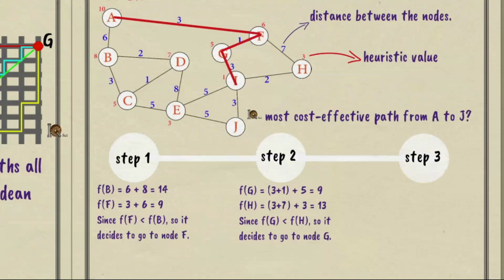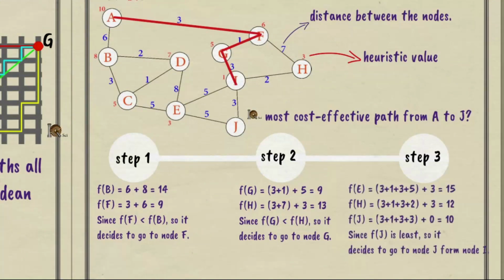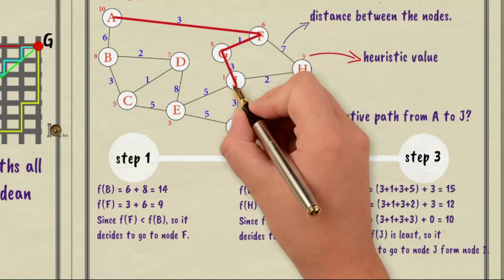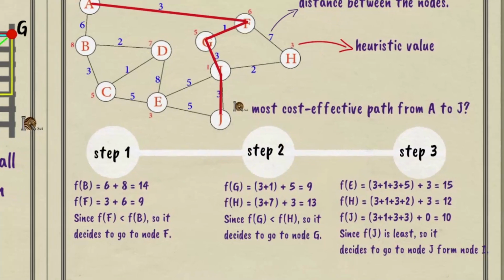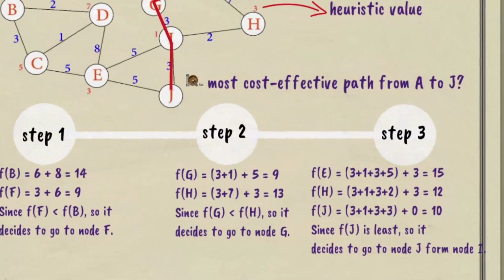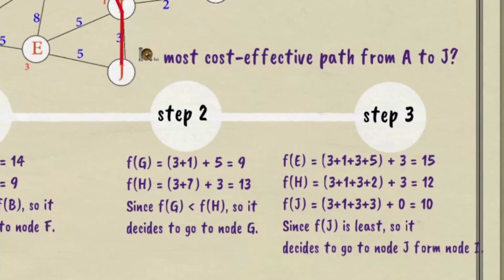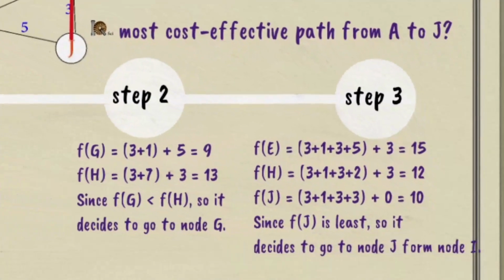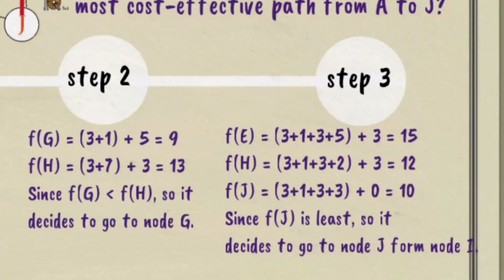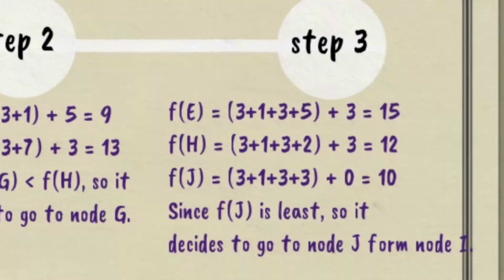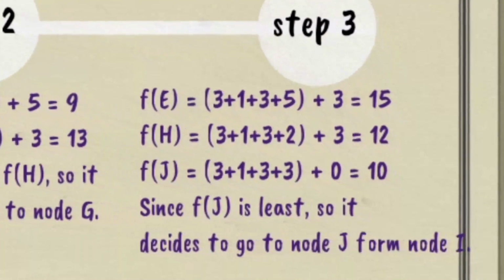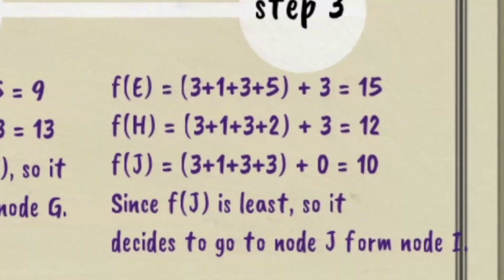Step 3. Node E, node H and node J can be reached from node I. The A* algorithm calculates f(e), f(h) and f(j). f(e) equals 3 plus 1 plus 3 plus 5 plus 3, which is equal to 15. f(h) equals 3 plus 1 plus 3 plus 2 plus 3, which is equal to 12. f(j) equals 3 plus 1 plus 3 plus 3 plus 0, which is equal to 10. Since f(j) is the least one, it decides to go to node J from node I.